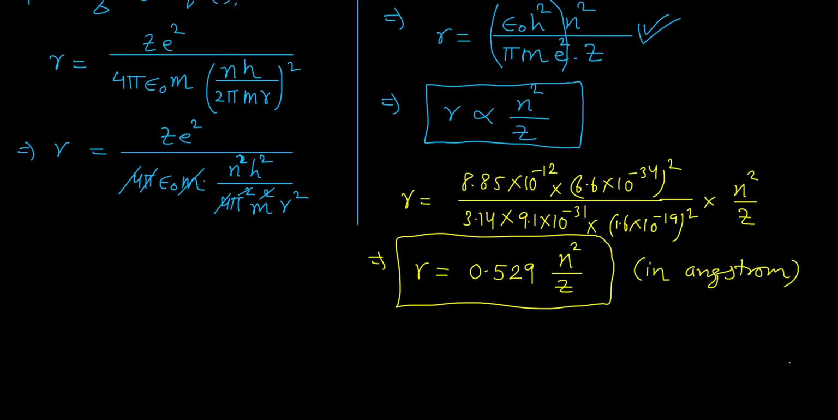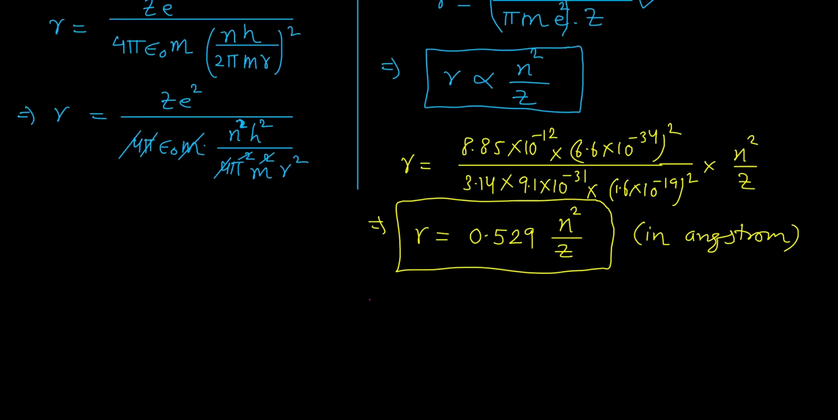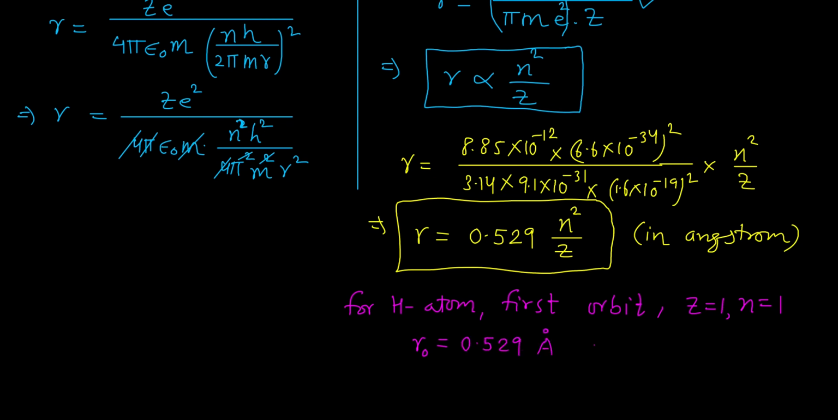Okay, and if you want the first orbit radius of hydrogen atom, so for H atom first orbit, Z is equal to 1, and first orbit means n is equal to 1. So if you put n equal to 1, Z equal to 1 here, this is the radius, this is called R naught, and this will be 0.529 angstrom, and this is called Bohr radius. This is the radius of the first orbit of hydrogen atom.